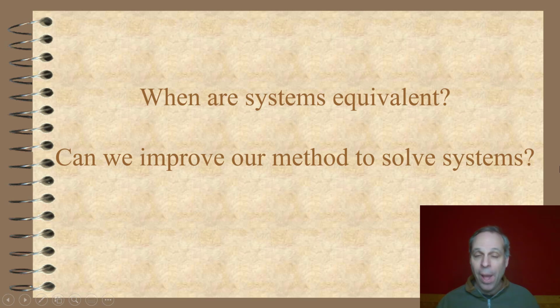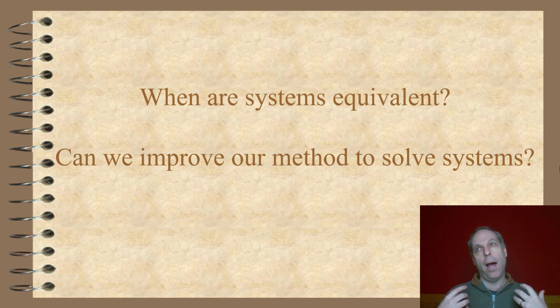Okay, so we now have a general way to go about solving linear systems. The process is called Gauss elimination, row reduction followed by back substitution. We want to improve on this. So for example, when can we say without a doubt that the systems are equivalent without actually writing down the entire solution? And then also, is there a way for us to improve our method to solve systems?